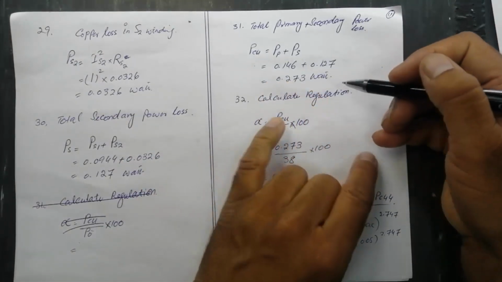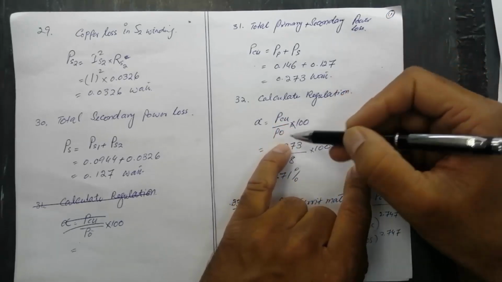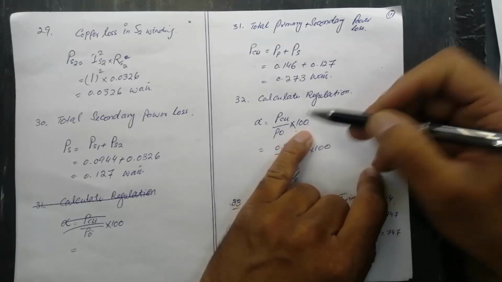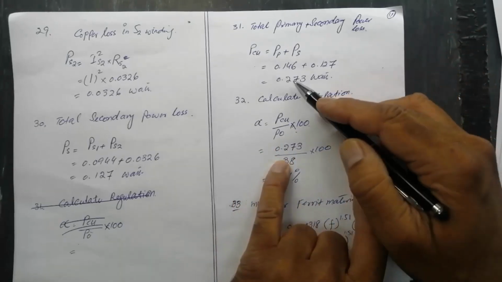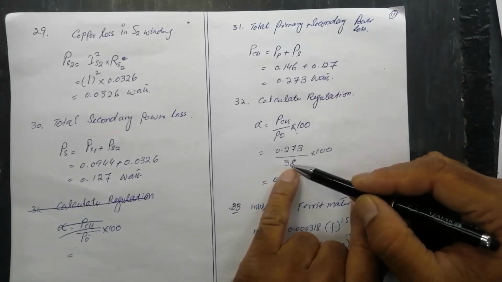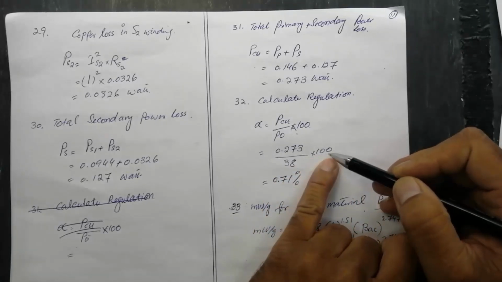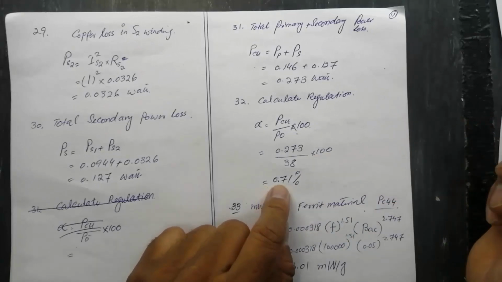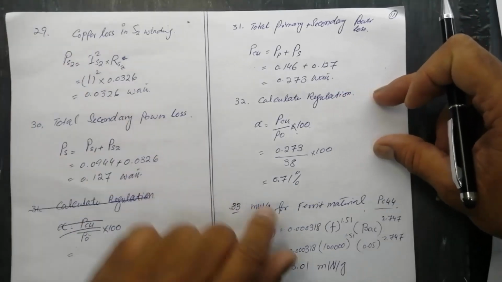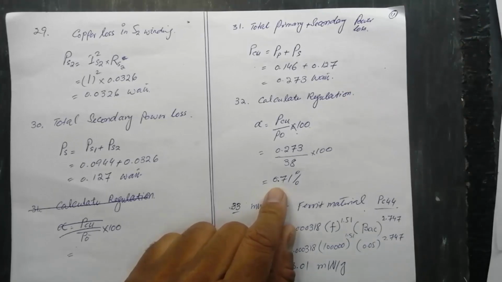Now we can calculate the regulation. Losses divided by power out multiplied by 100. So the power loss is 0.273 divided by 38, multiplied by 100, it will become 0.71%. So it is our regulation. We assumed that we need regulation of 0.5%.